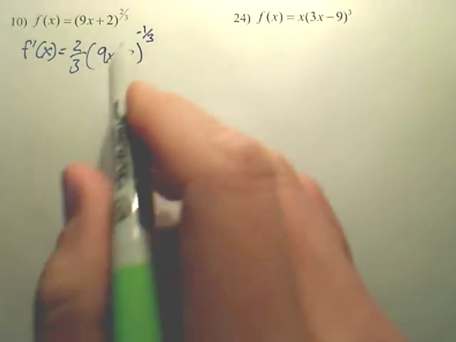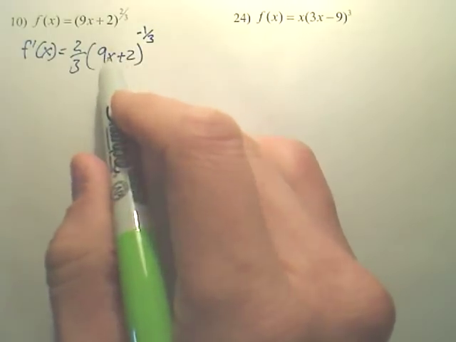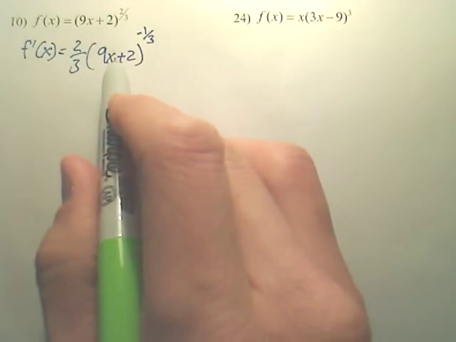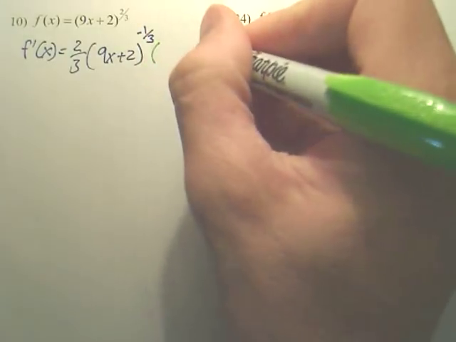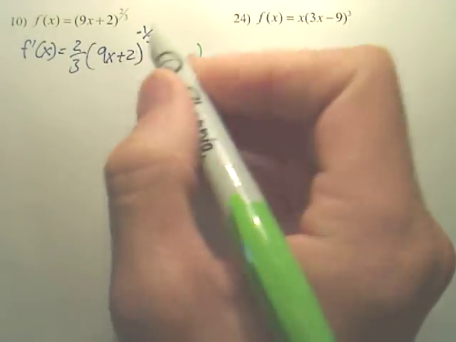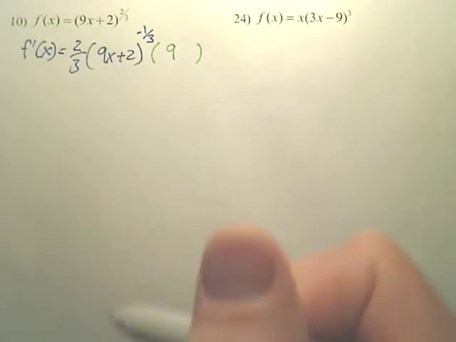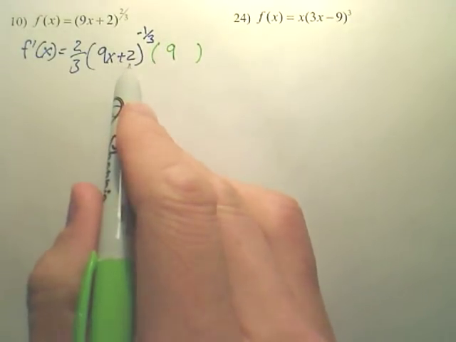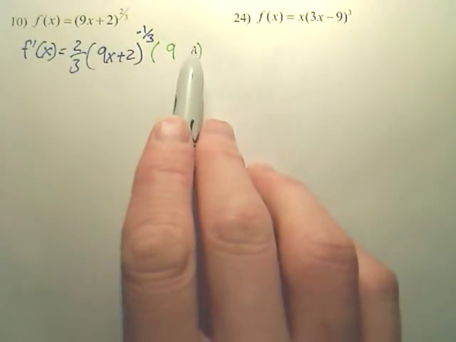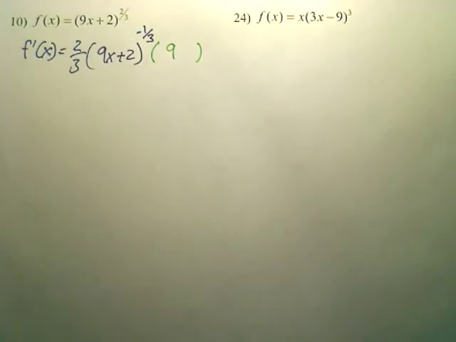But your next step, after you derive the outside, you just left what's inside. Now you got to derive what's inside and multiply it by it. So the derivative of this is simply 9. Derivative of 9x plus 2 is 9. That is the answer, but we can simplify it.